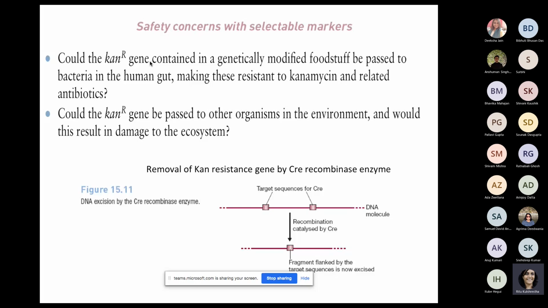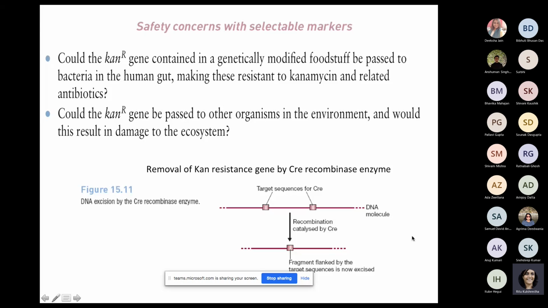And apart from that, another concern was that even if it is not of direct impact to human health, there is a chance that this gene is transferred to bacteria in the human gut. And then finally, is there a chance that this gene can spread to the environment and all? So then the concern was, there was one way that was found by which we can remove the selectable markers after you have made the transgenic plants.